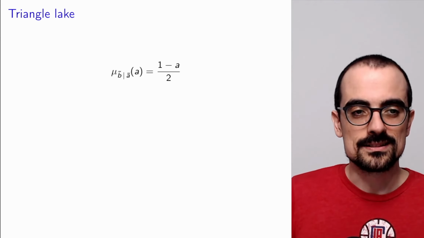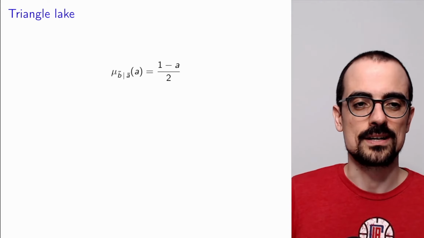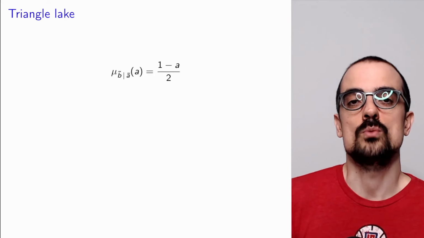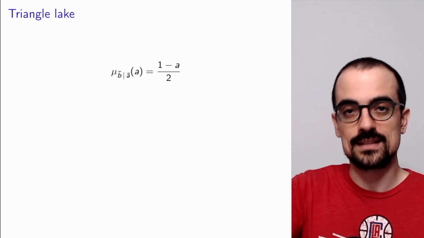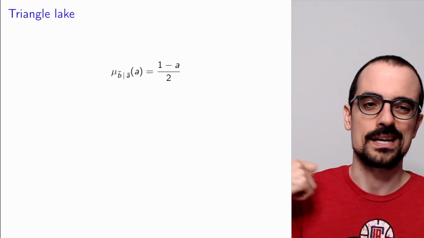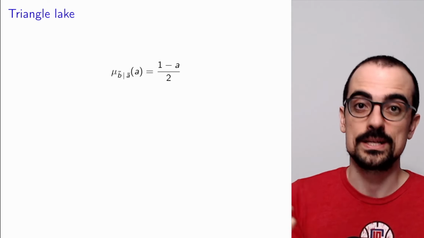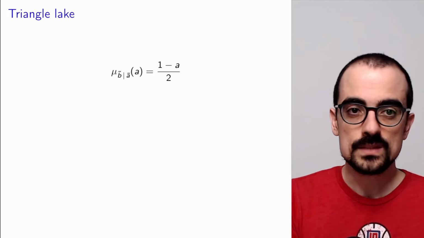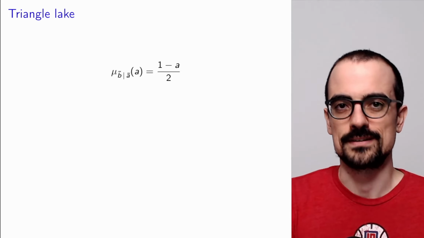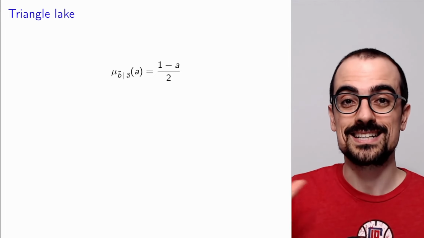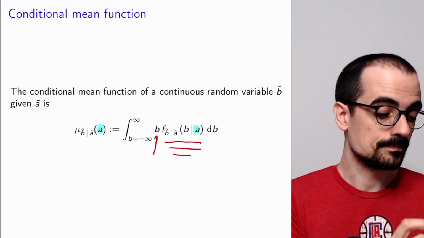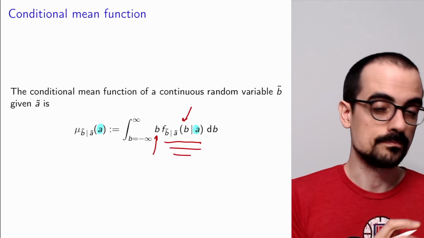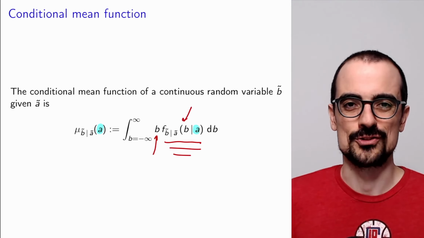In our case, in the triangle lake, we derived that the conditional mean function is equal to 1 minus a divided by 2. Here again, notice that this is a function in the sense that when we plug in different values of a, we get directly a number. So if we plug in a equal to 1/2, then we get that the conditional mean function at 1/2 is equal to 0.25. If we plug in 0.1, then we get 0.45, and so on and so forth. Of course, we cannot plug in any arbitrary value because this conditional density has to be well defined. Otherwise, we cannot compute the conditional mean.